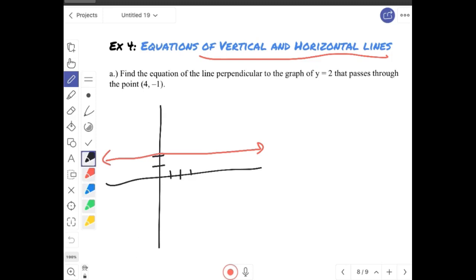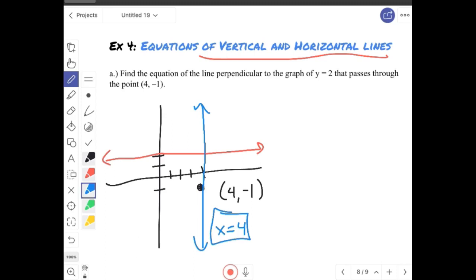So 1, 2, 3, 4, negative 1. So we have a point right here and it needs to be perpendicular to that line, so that needs to be straight up and down. So that straight up and down line is just going to be x equals 4.